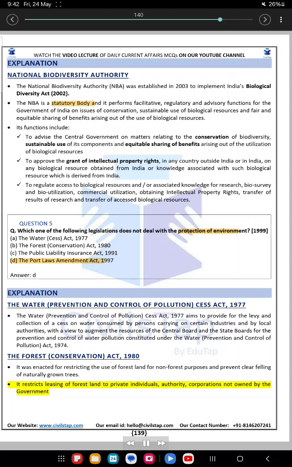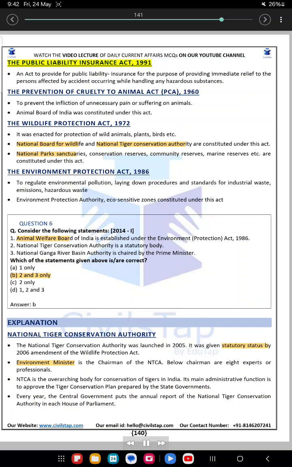It restricts leasing of forest land to private individuals, authority, corporations not owned by the government. The Public Liability Insurance Act, 1991. An act to provide for public liability insurance for the purpose of providing immediate relief to the persons affected by accident occurring while handling any hazardous substances.